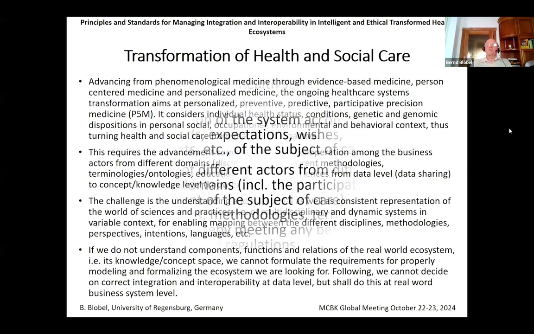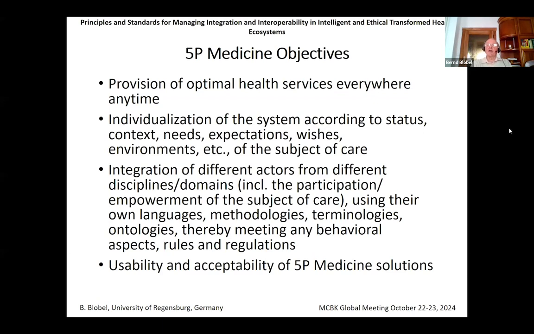The objectives of 5P medicine are provision of optimal health services everywhere and anytime, thereby individualizing the system according to the status, context, needs, expectations, wishes, and environments of the subject of care, making him the process manager. And finally, the integration of different actors from different disciplines, empowering the subject of care, thereby using their own languages, methodologies, terminologies, and ontologies, thereby also meeting any behavioral aspects, rules, and regulations. That means enabling a mutual comprehensive understanding. Furthermore, we have to guarantee usability and acceptability of 5P medicine solutions.